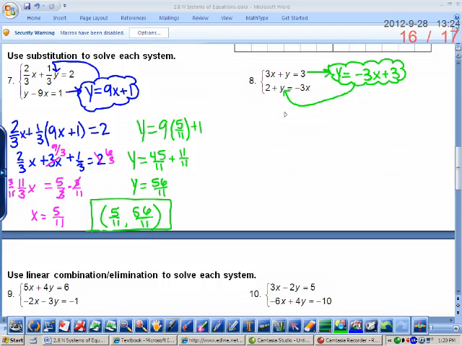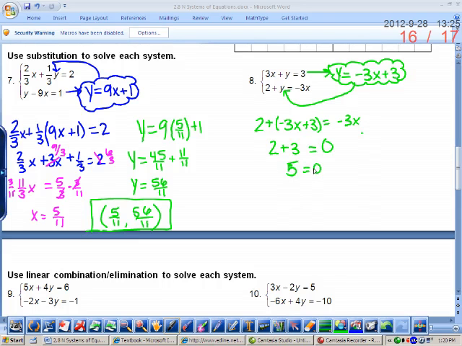Let's go ahead and plug in for y. So I have 2 plus negative 3x plus 3 equals negative 3x. So I can get rid of the 3x by adding 3x to the other side. So I have 2 plus 3, and I add 3x over here. I'm going to get 0, so I get 5 equals 0.